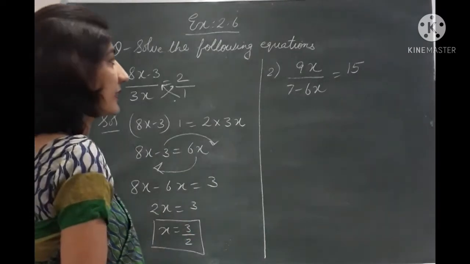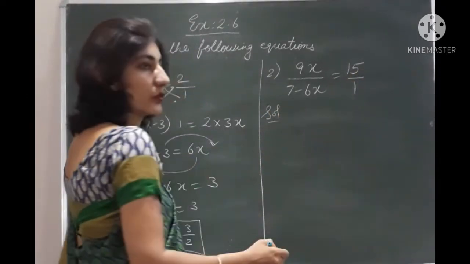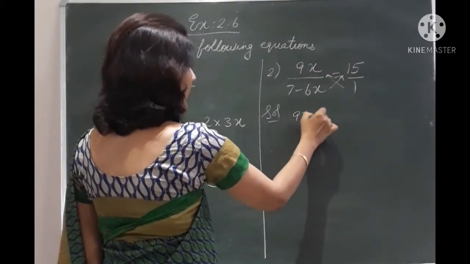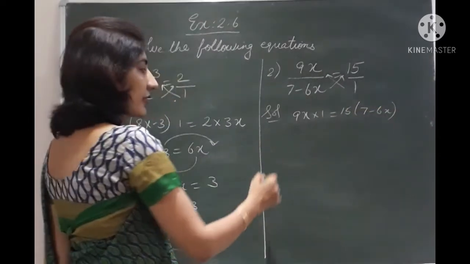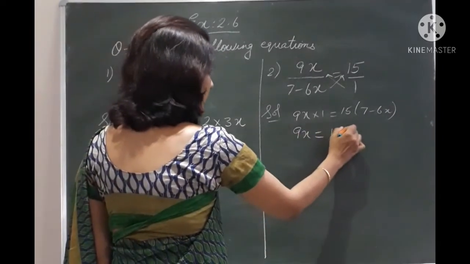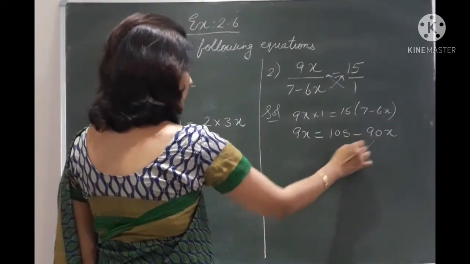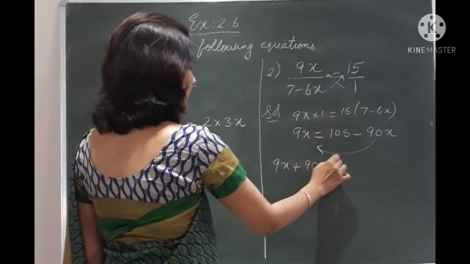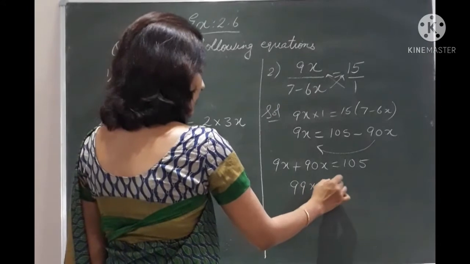Second part is 9x upon 7 minus 6x is equal to 15. 15 you can write as 15 upon 1. Again you cross multiply these two. So 9x multiplied by 1 equals 15 into 7 minus 6x. So 9x into 1 is 9x. 15 7s are 105, minus 15 6s are 90x. Transpose this minus 90x to the left-hand side. It will become plus 90x equals 105. So 99x equals 105.